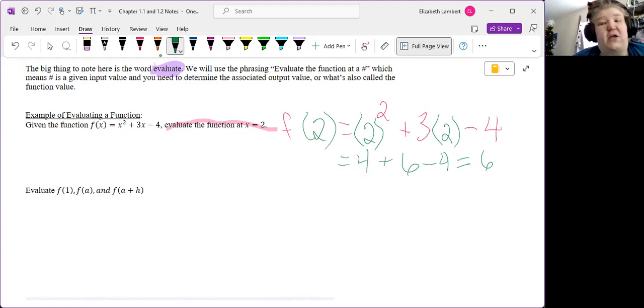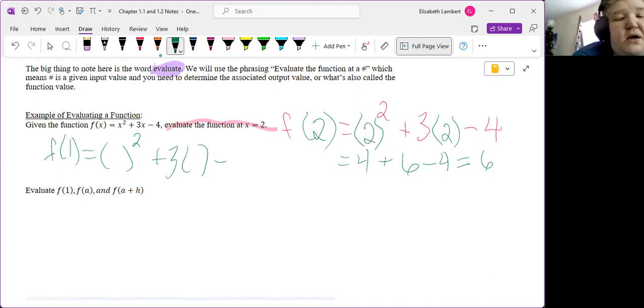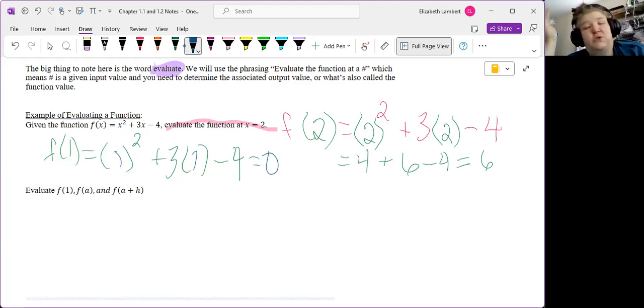Down here, my next evaluate is f of 1. Same song, second verse. F of 1. So there's my thing squared plus 3 times thing minus 4. Let's fill in our thing. 1 squared is 1, plus 3 is 4, minus 4 is 0. Cool. And that's okay. 0 is a number. It's perfectly fine output for a function that maps numbers to numbers.